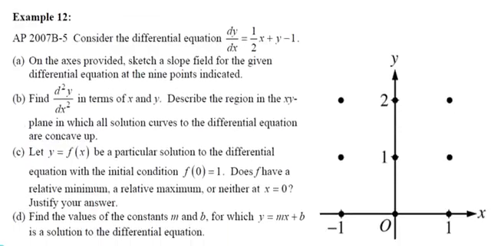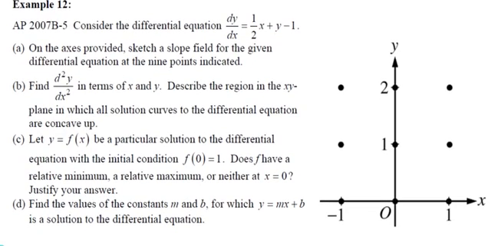This is 2007, and we have seen this type of question again and again, repeating. So let's have an open mind and try to make sense of each of these separate ones. Consider the differential equation. So this is my slope equation. dy/dx is 1/2 x plus y minus 1. On the axis provided, sketch the slope field for the given differential equation, 9 points.